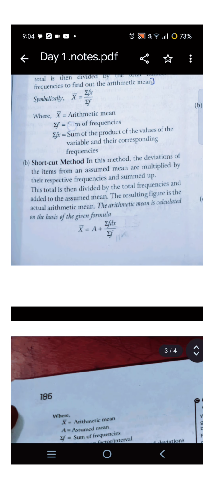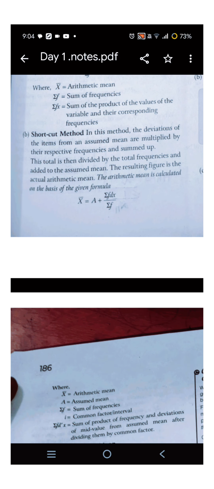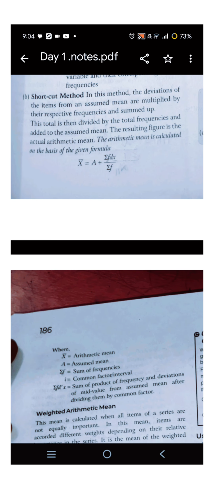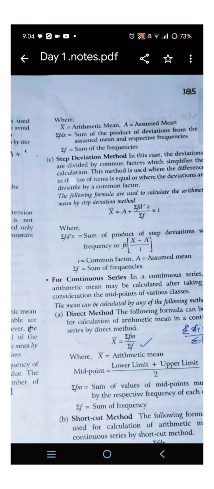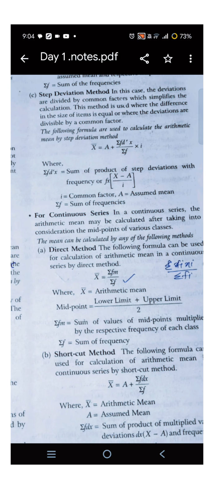Then in the shortcut method, the deviations of the items from the assumed mean are multiplied by the frequencies. Here the formula is x bar is equal to a plus sigma f dx divided by sigma f, where sigma f dx is the sum of the products of deviations from the assumed mean and the respective frequencies, and sigma f is the sum of the frequencies. The explanations are given. Next to the step deviation method, there is also a formula for the continuous series.